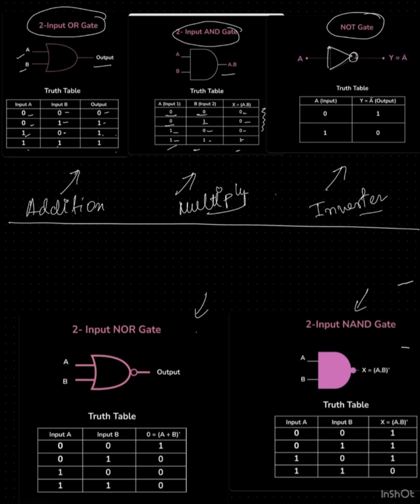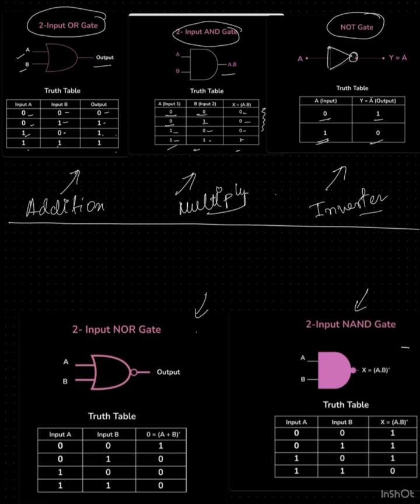So when the input will be low, 0, the output will be high, 1. Similarly, when the input will be high, 1, the output will be low, 0. So it will just reverse it. Okay, it will just invert the input.